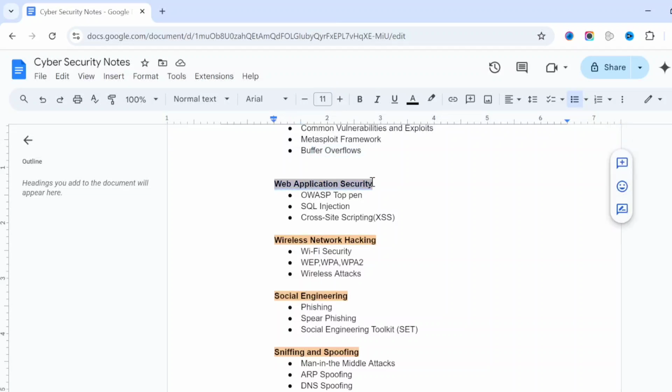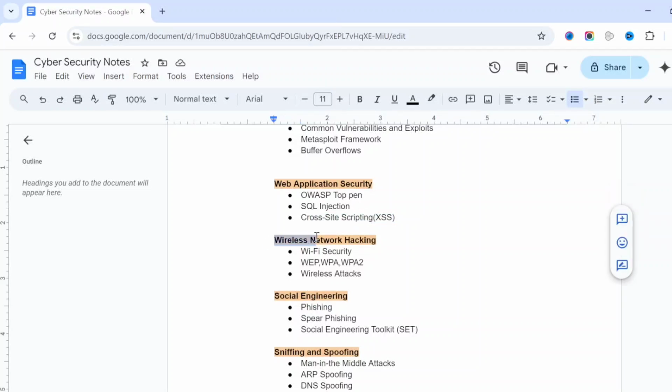Next, web application security. Some of the web application security topics we need to use are the OWASP Top 10, SQL injection, and cross-site scripting, which we can call XSS. So these are the web application security topics we need to use in the cybersecurity course.